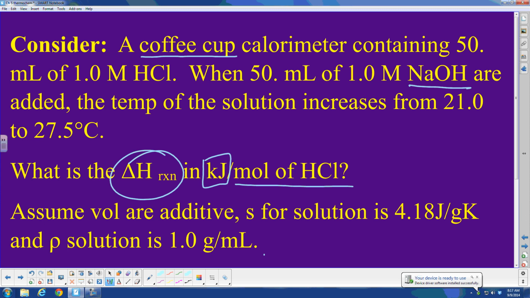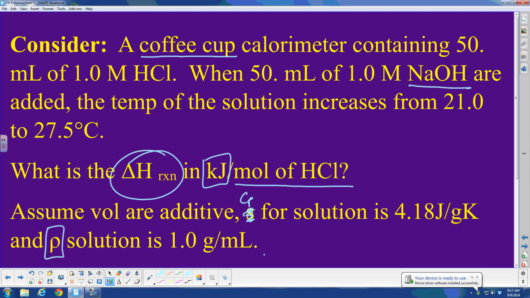And we're going to assume the volumes are additive and the C sub P for the solution is 4.18 joules per gram Kelvin. And this funky thing here, that means what? Density. The density of solution is 1.0 grams per milliliter.